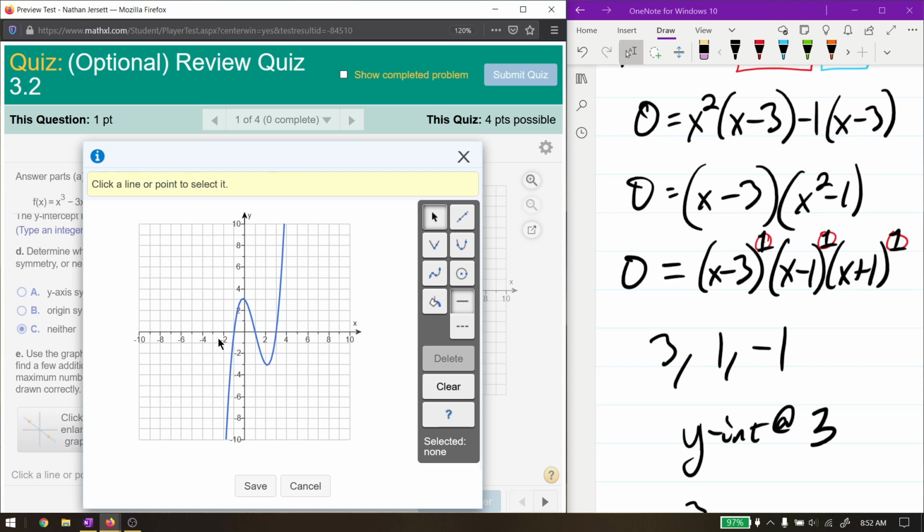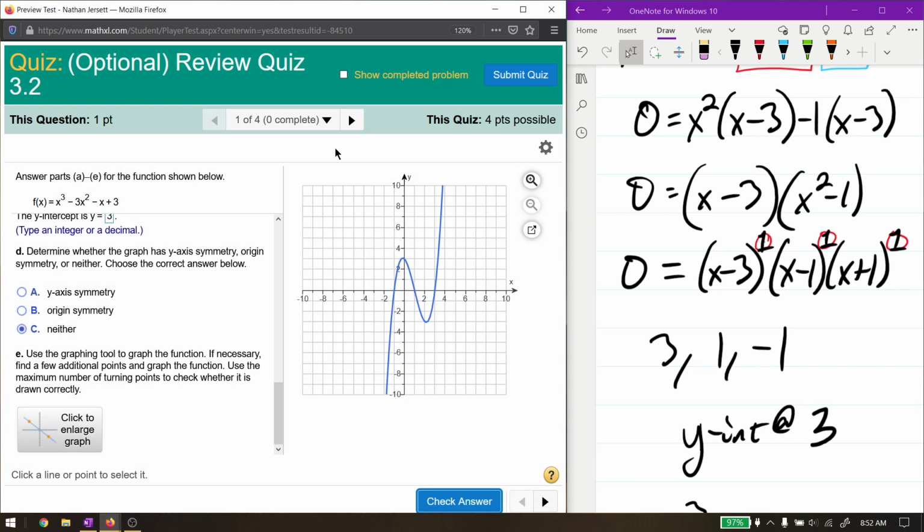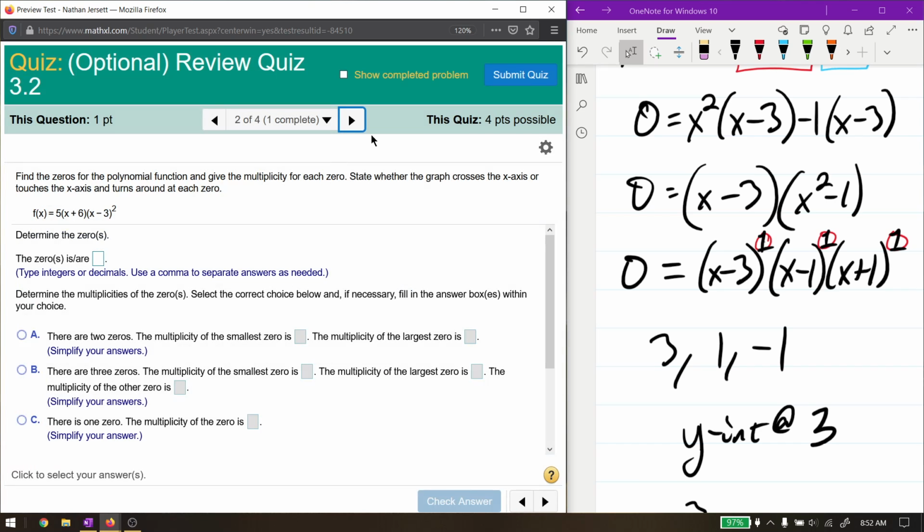And you can see that it falls to the left, rises to the right. There's no symmetry in this thing. So this looks about correct. Let's see if it likes it. And it does. Okay, let's move on to the next one.